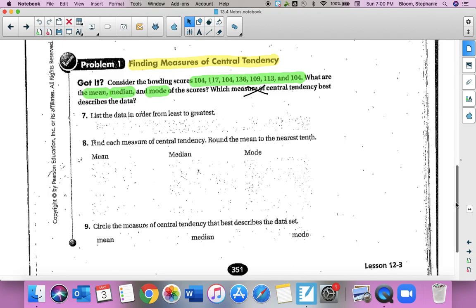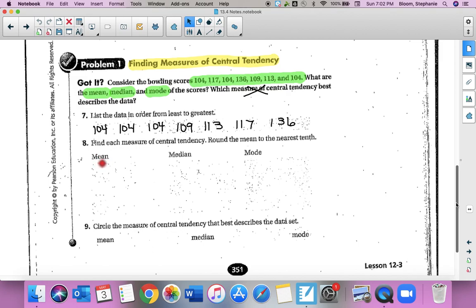So if we do that, we would have 104, 104, 104, and then 109, 113, 117, and 136. So there are all my data points, okay? And we're going to start off and we're going to find the mean.